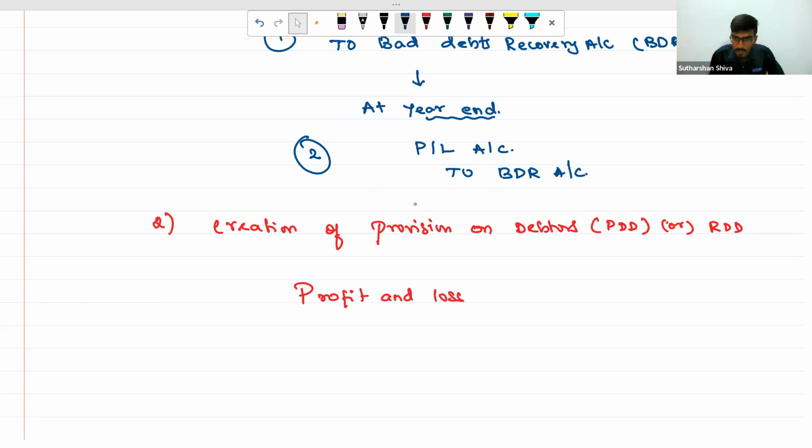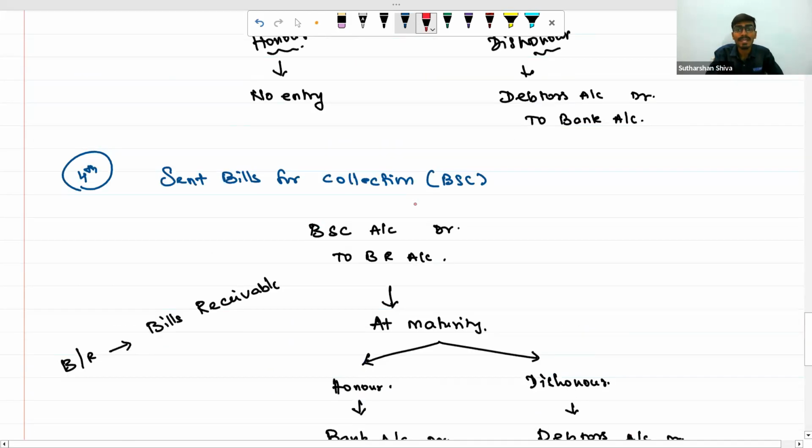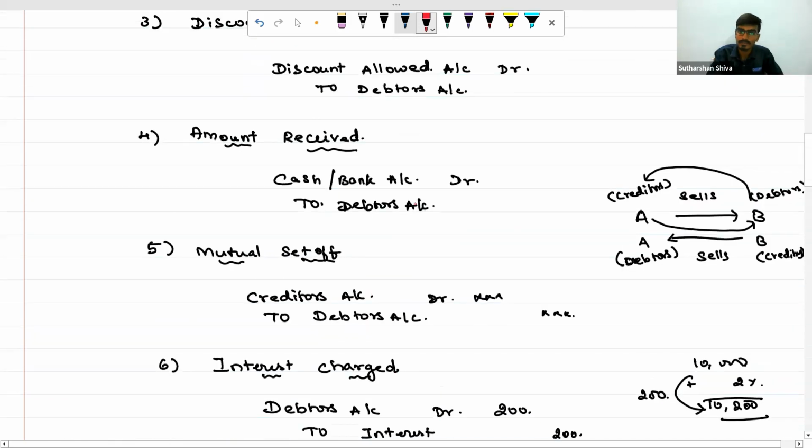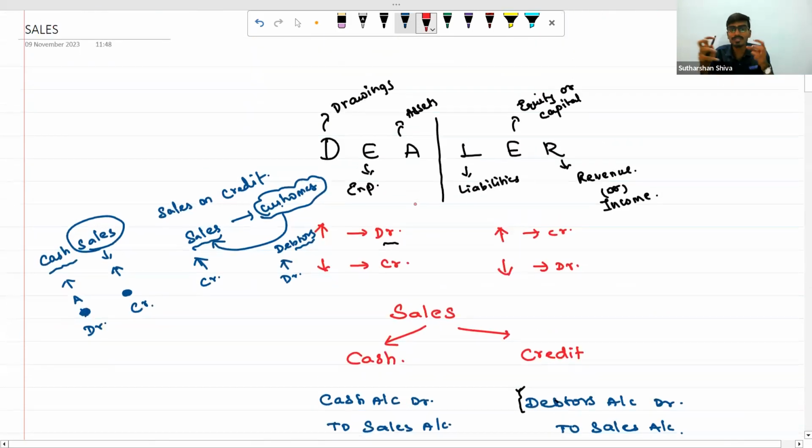Profit and loss account debit to provision for bad and doubtful debts account, or you may also say provision for discount on debtors account. Anything you can put towards the profit and loss account at the year end, because we will treat them as expenses. So this is how the entire sales will work. Without this, there is nothing.